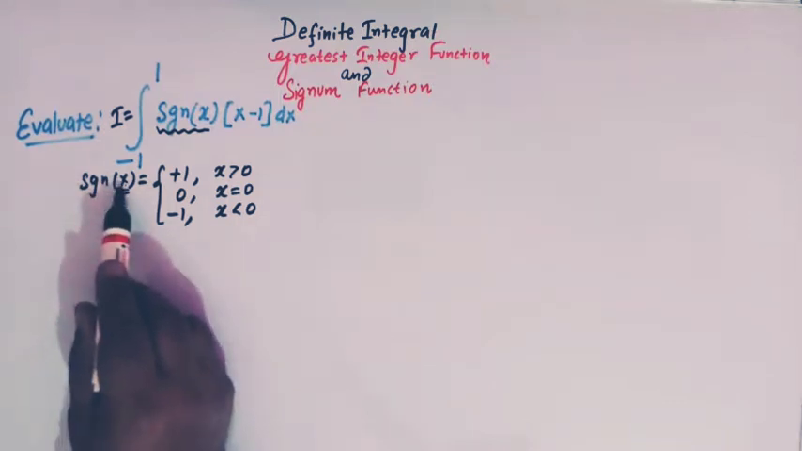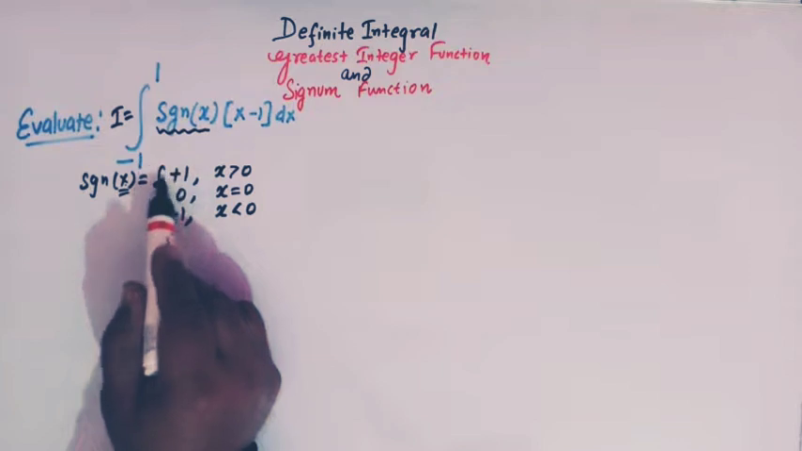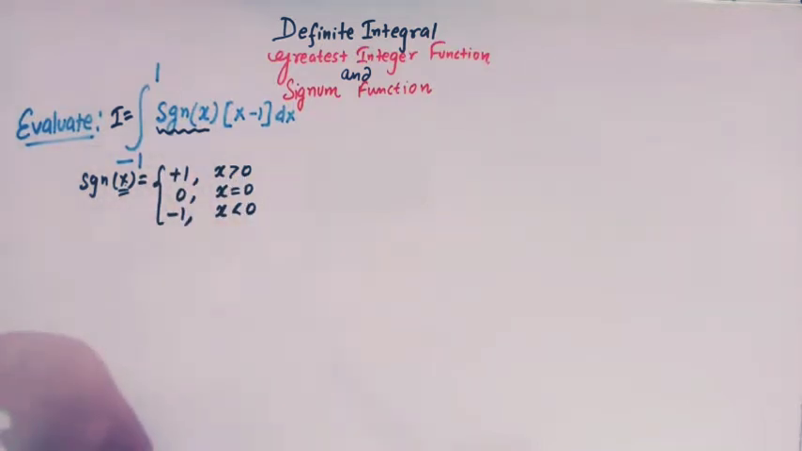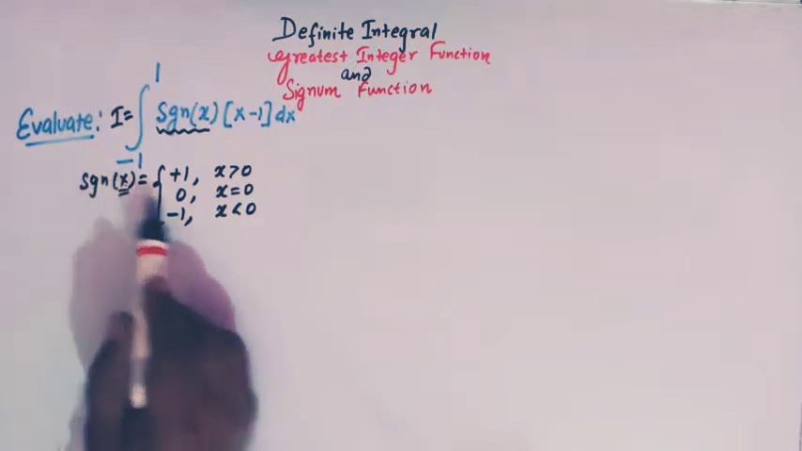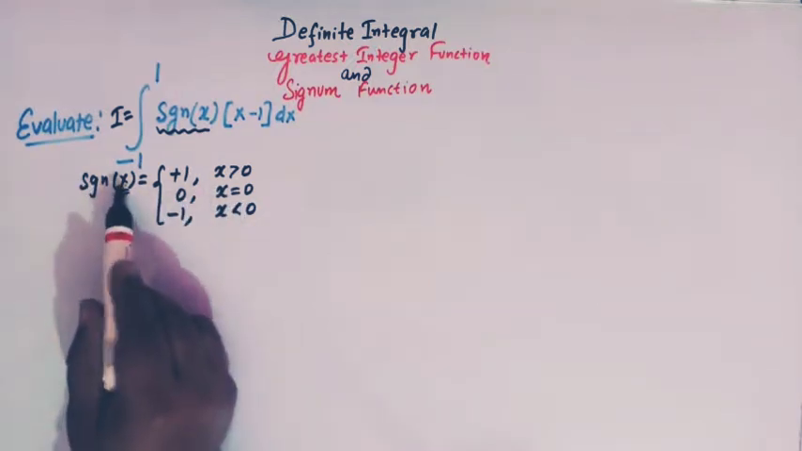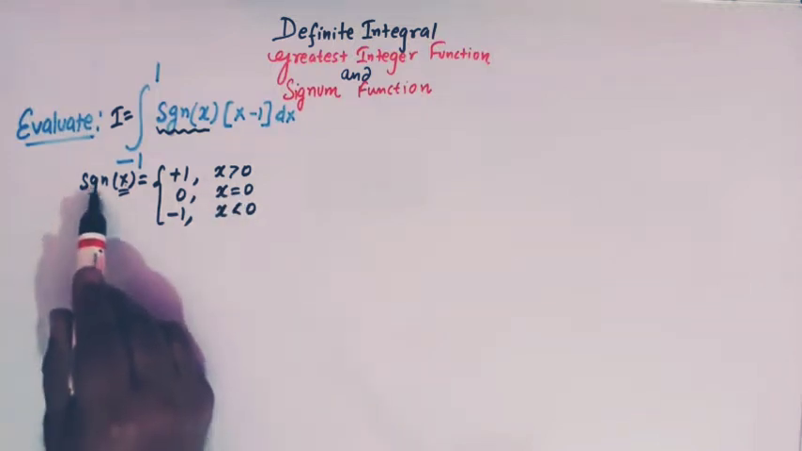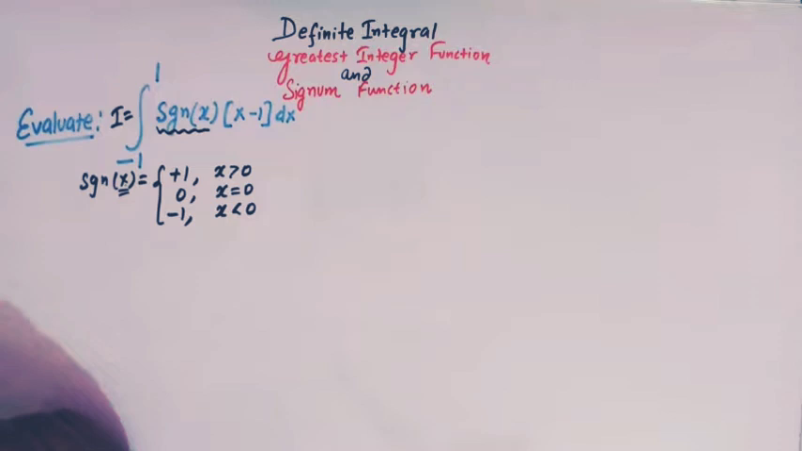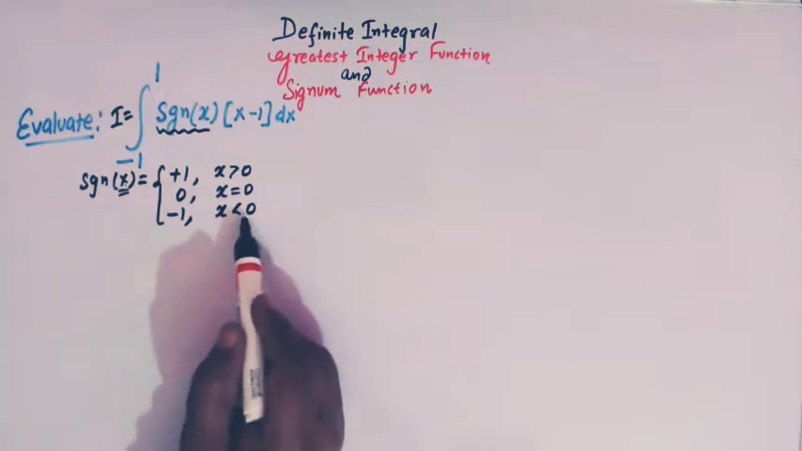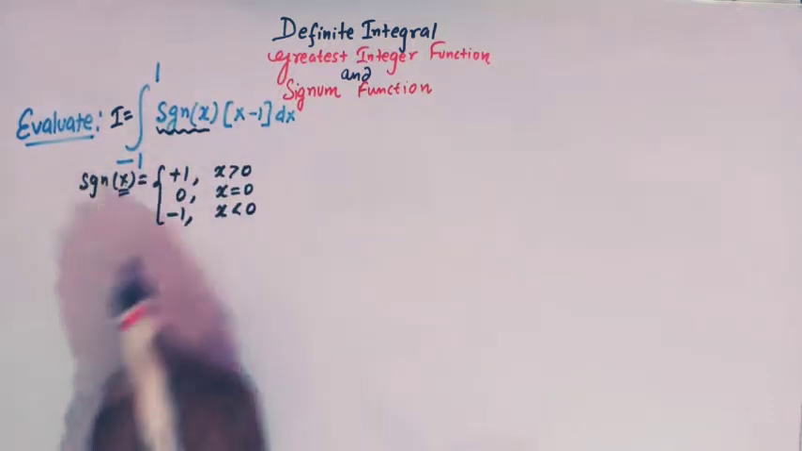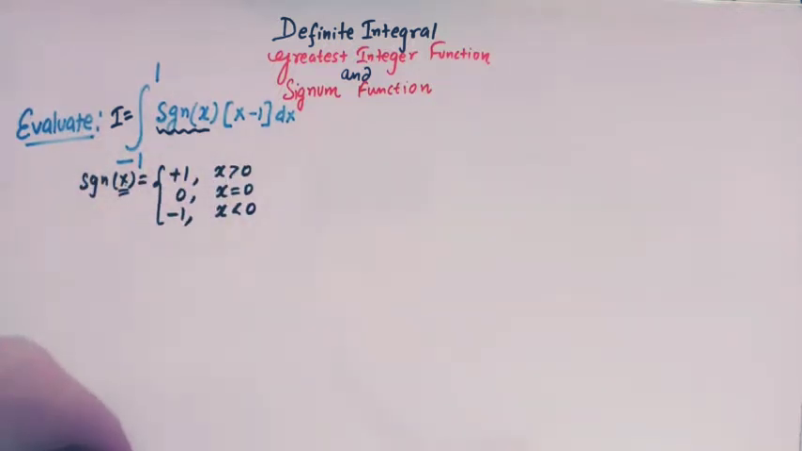So signum of x will take plus 1 value whenever x is a positive number, and signum of x is always equal to 0 whenever x is equal to 0, and signum of x will take the value -1 whenever x is a negative quantity. And this is the definition of signum function.